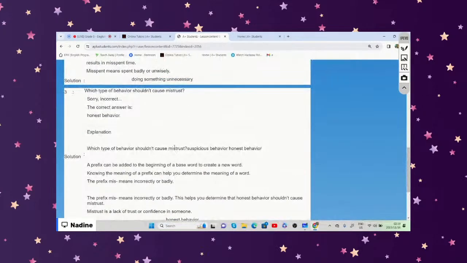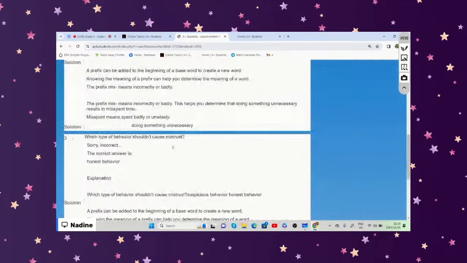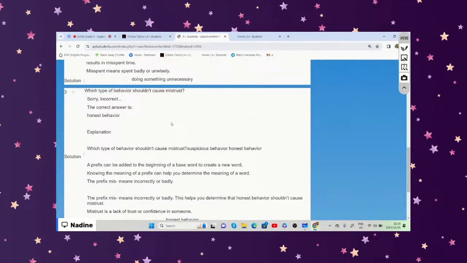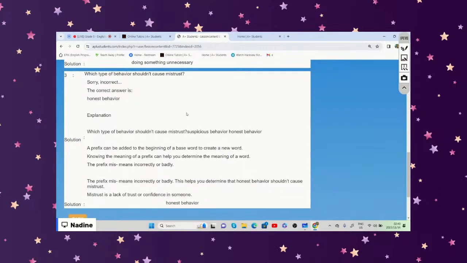All right. So now it says, which type of behavior shouldn't cause mistrust? Remember, mistrust is when there is a lack of trust. You cannot trust this person. There is maybe no confidence in something or someone. If you don't trust that person, then you don't have any confidence in that person. That person is suspicious. That behavior is not right.